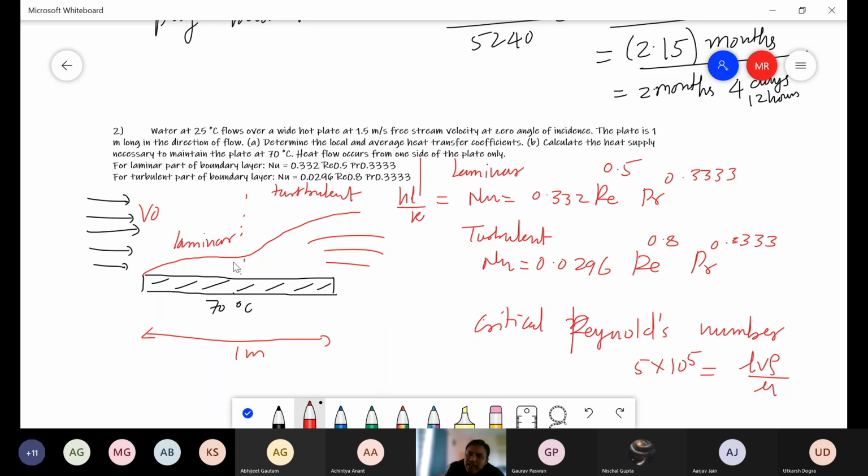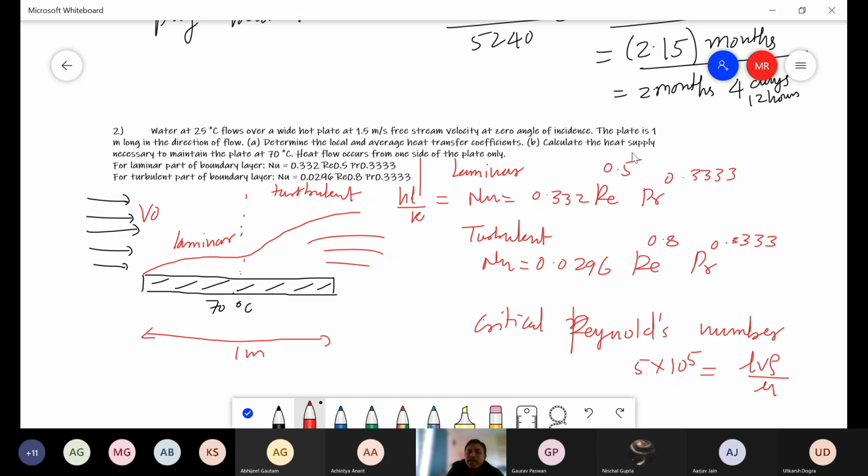Once we decide whether the flow is laminar, or both laminar and turbulent, depending on that we will be using both these equations. We will calculate the heat transfer coefficient for each individual region, and then calculate the heat transfer coefficient for the entire system, which includes both laminar and turbulent. That particular heat transfer coefficient is called the average heat transfer coefficient. So these are the two questions being asked here: determine the local and average heat transfer coefficient.